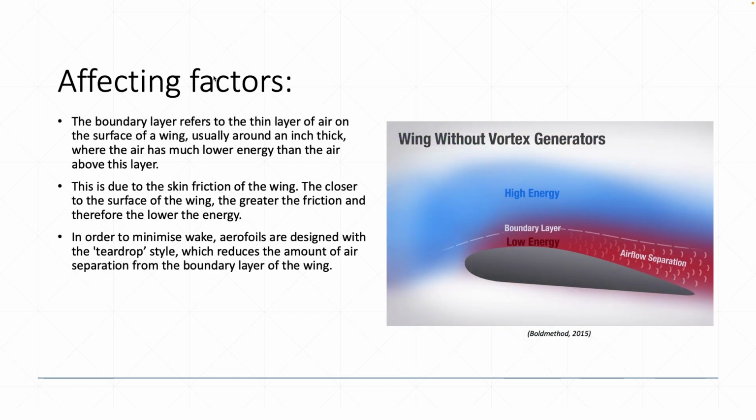The boundary layer, this is just a quick overview of a wing. A boundary layer refers to the thin layer of air that sits directly on the surface of the wing. It is usually around an inch thick. So to understand drag reduction, you need to understand the boundary layer. This layer has much lower energy due to the surface friction from the wing. The closer the air is to the wing surface, the slower it moves. To minimize separation and wake, airfoils are designed in a teardrop shape, encouraging the airflow to stay attached to the surface for longer.